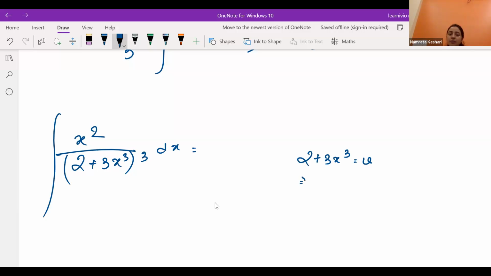So the derivative will be 9x square dx equals du. Okay. X square we can see is still x square dx we are having. So you will be able to do this one, right, Annapurna? Yes.